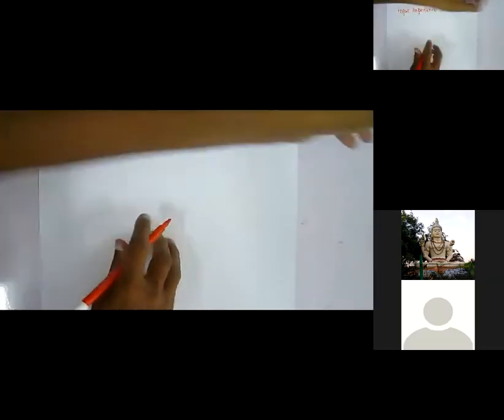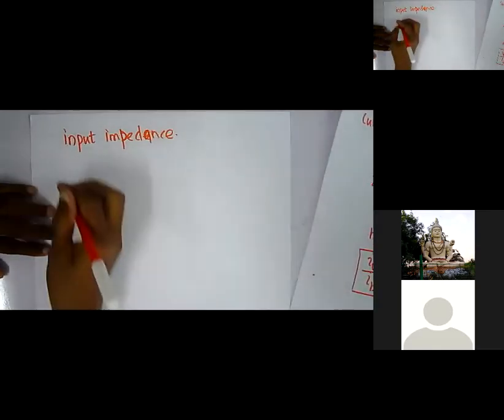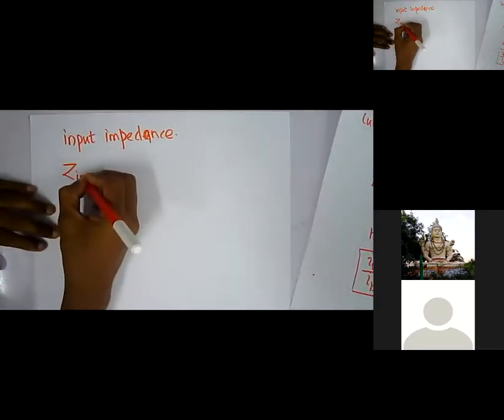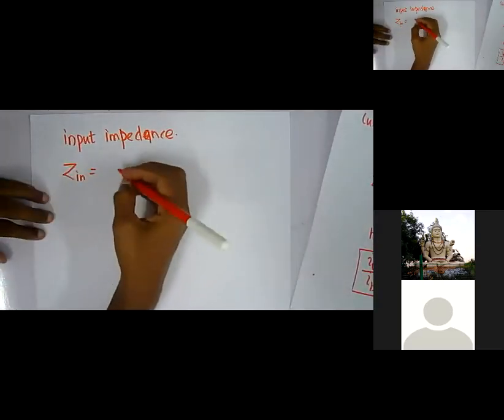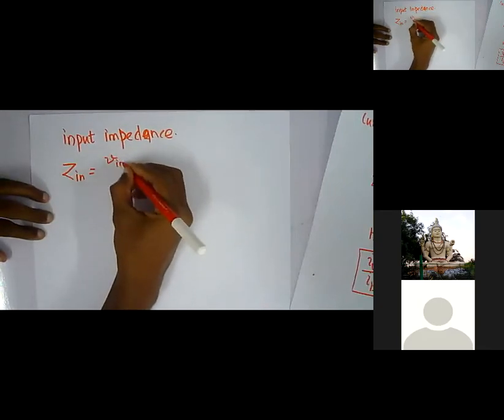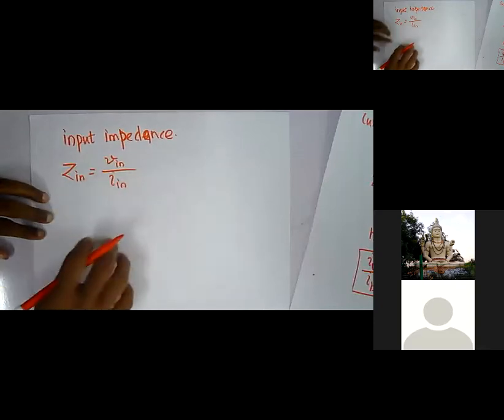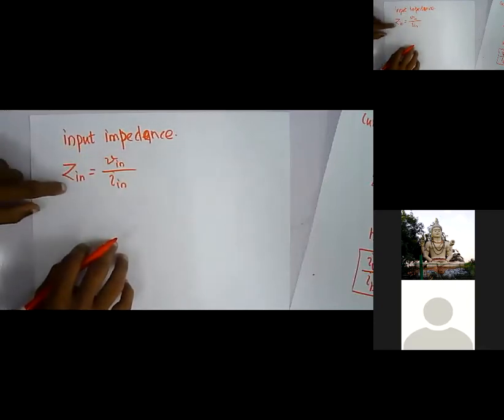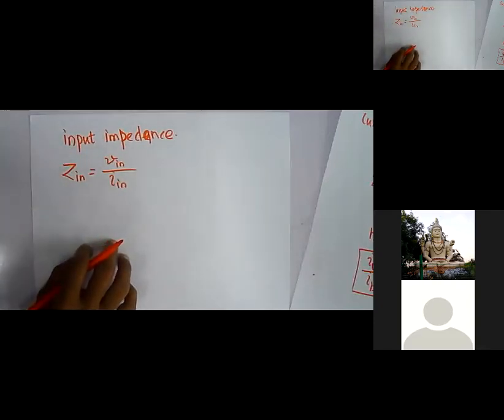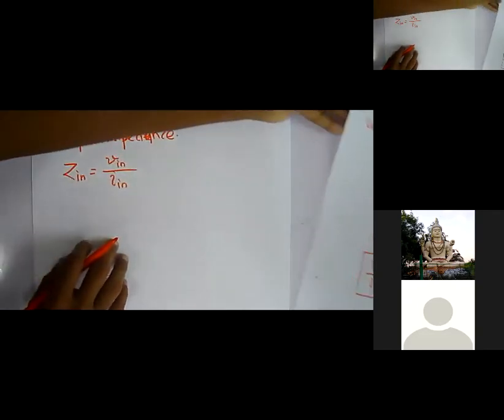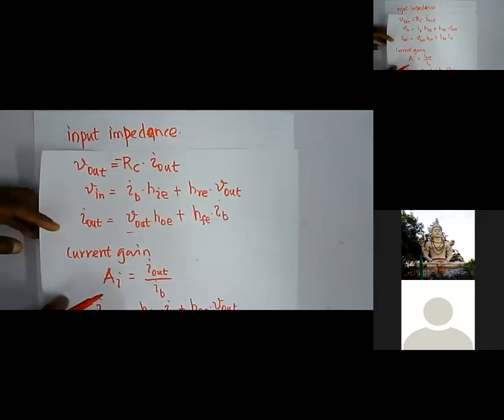Right, impedance. So input impedance is Z in, which is given by V in divided by I in, right? So V in divided by I in will be your Z in. So from this equation, what is your V in?